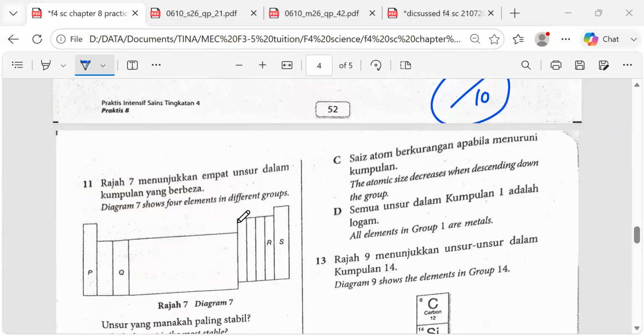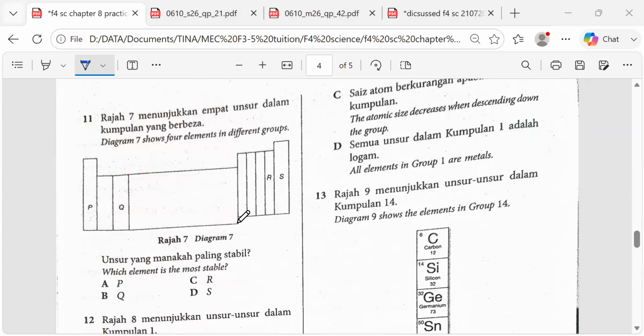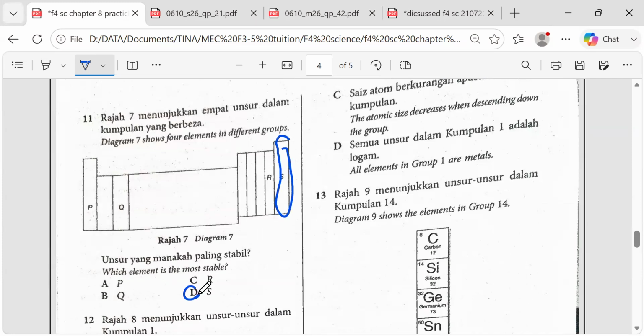Which is the most stable? So remember, group 8 is the most stable. They don't do anything. So S.